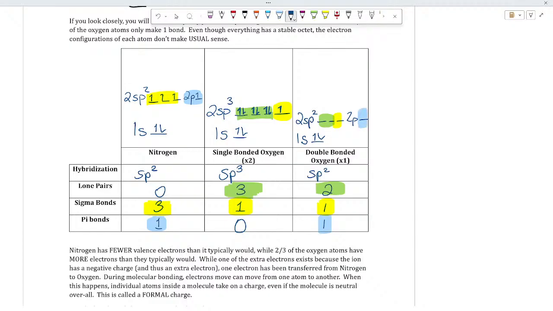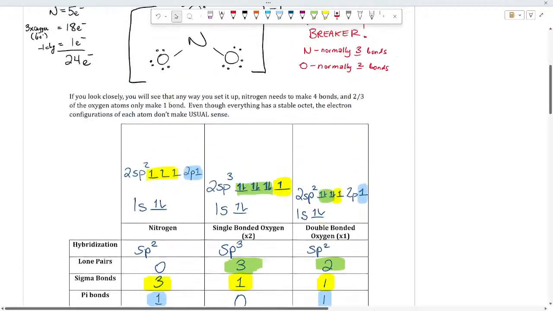What do the lone pairs look like? 2 electrons, yeah. The sigma bond is 1 electron. The pi bond is 1 electron. Okay, that's just review. Does that feel comfortable? You should be able to do that from a Lewis structure.